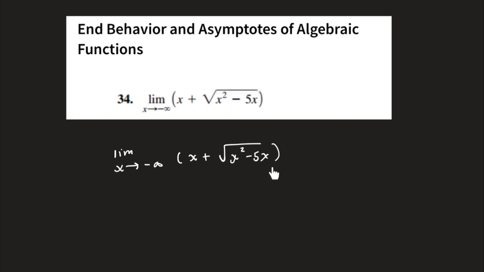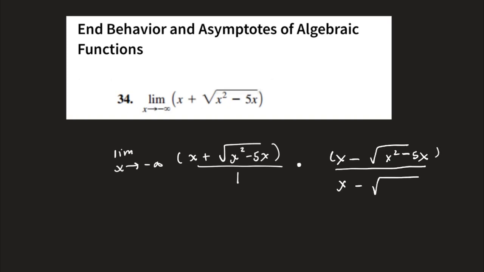And here we really don't have a ratio. So what we'll do is we'll rewrite this over 1, and then we'll rationalize the numerator, and we'll do that by multiplying by the conjugate. So instead of having a plus, we're going to have this same expression with the subtraction symbol. So we'll have x minus the square root of x squared minus 5x, but we must do the same in the denominator. So x minus the square root of x squared minus 5x.